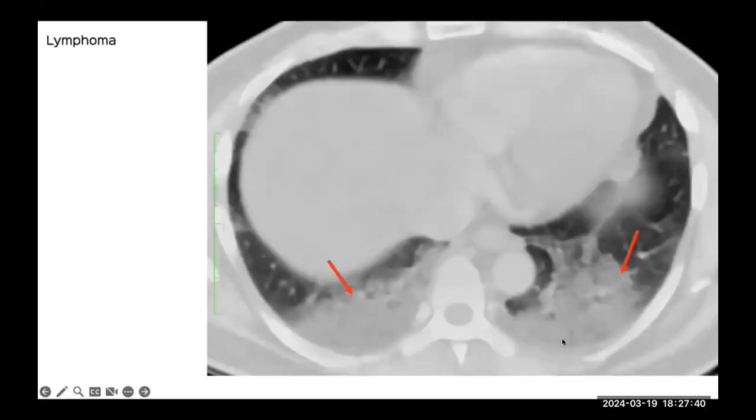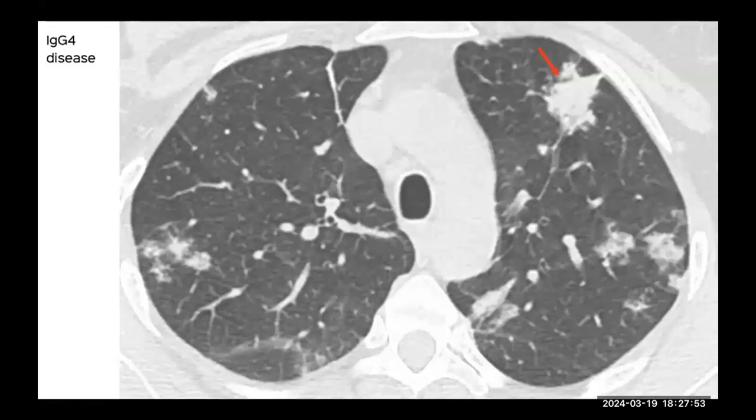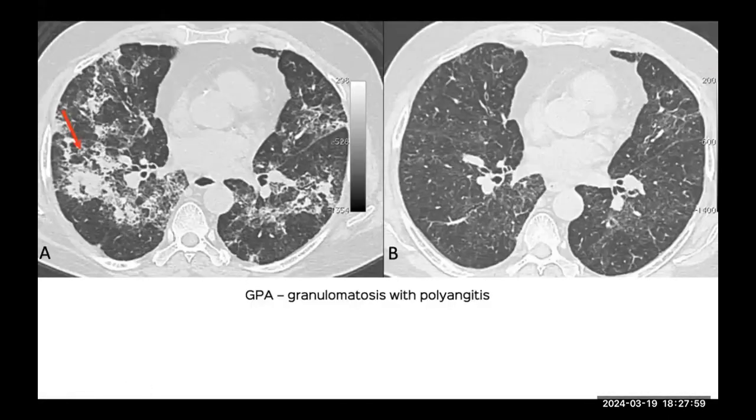So this patient has what looks like a classic OP pattern, but the clinical presentation was atypical. So a PET and then a biopsy was done, and this was lung lymphoma along with nodal lymphoma. Again, peribronchovascular opacities, and this on biopsy turned out to be IgG4 disease. GPA can also present with an OP-like pattern.